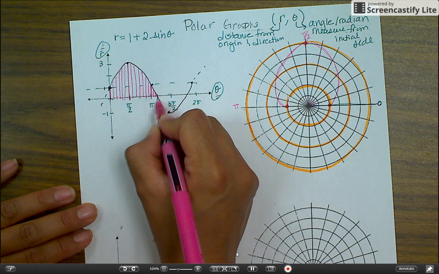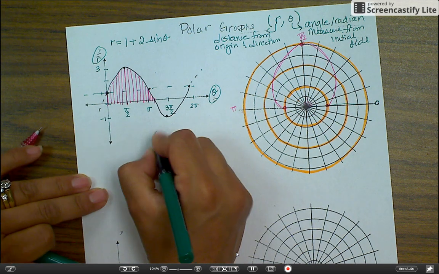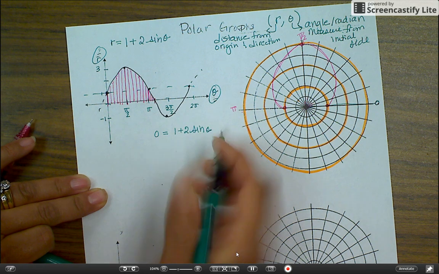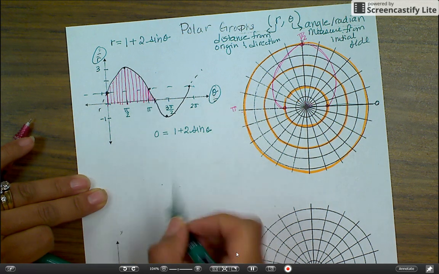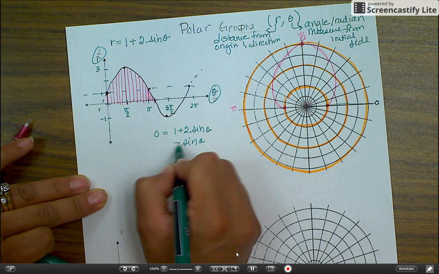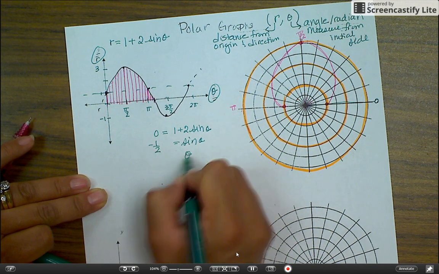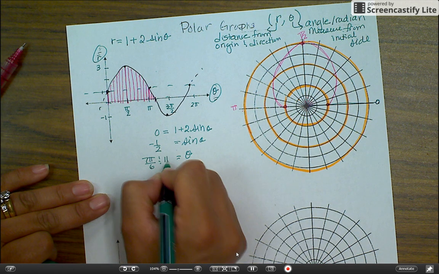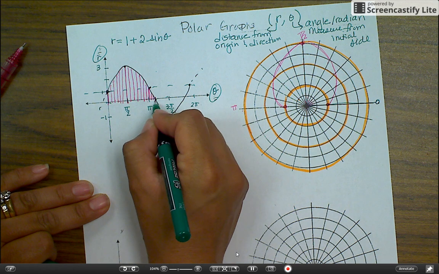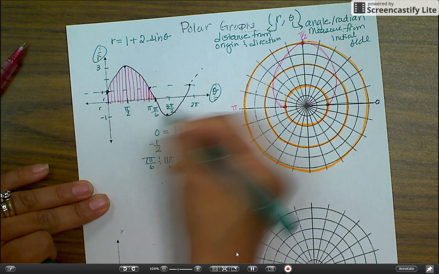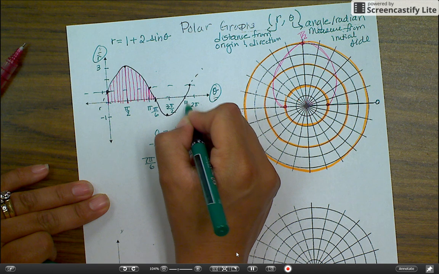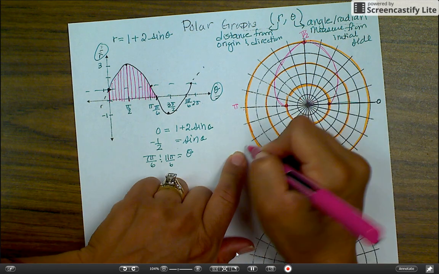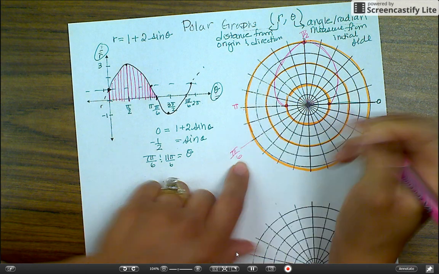So let's find out what this one is. I'm going to do a quick equation. 0 is equal to 1 plus 2 sine theta, because that's when r is equal to 0. And so that means sine theta is equal to negative 1/2. When is sine equal to negative 1/2? That's 7 pi over 6 and 11 pi over 6. So this right here is 7 pi over 6, and this right here is 11 pi over 6. So 7 pi over 6 is right there.